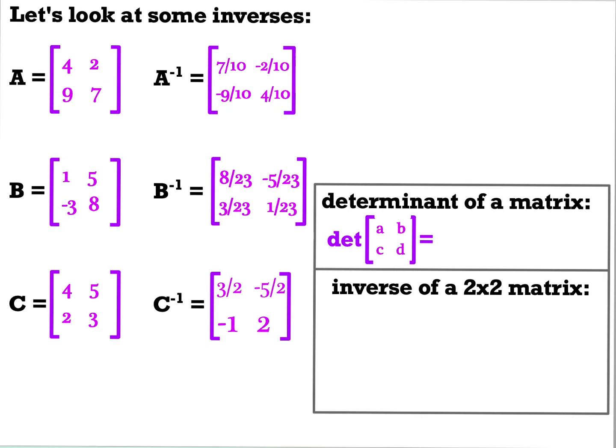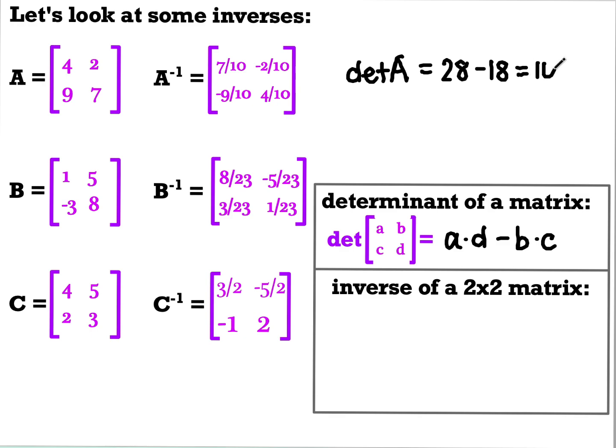Something about determinant. Do you remember how we found determinant? A times D minus B times C. What is the determinant of this matrix A up here? It'd be 4 times 7 minus 2 times 9. Dang, is that where that 10 came from? See all those 10s that showed up? And the determinant of B? 1 times 8 minus 5 times negative 3. That is 23. Is that where all those 23s came from?